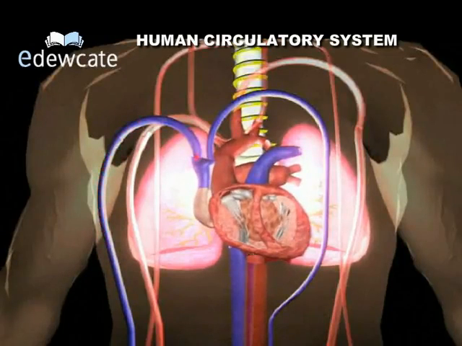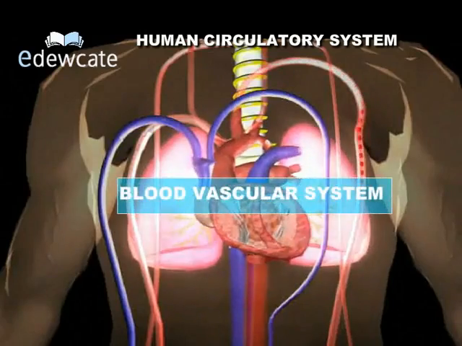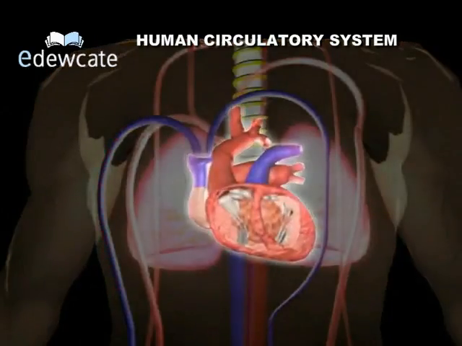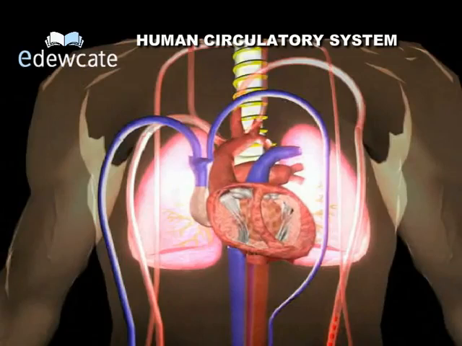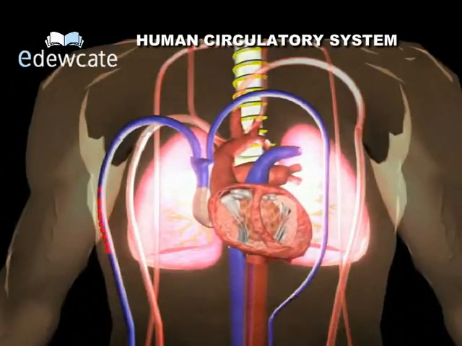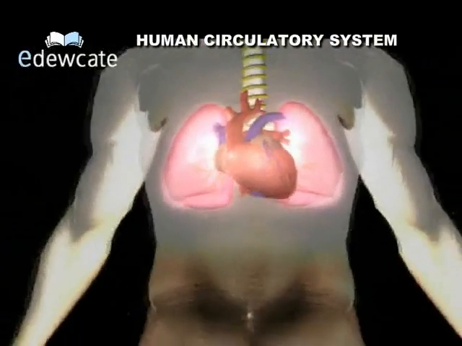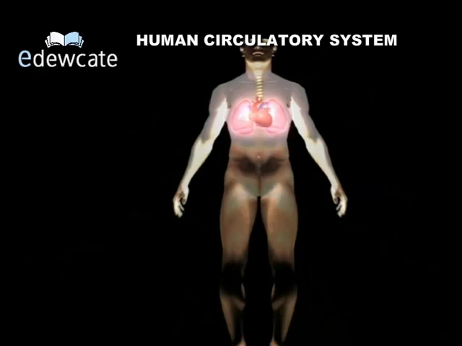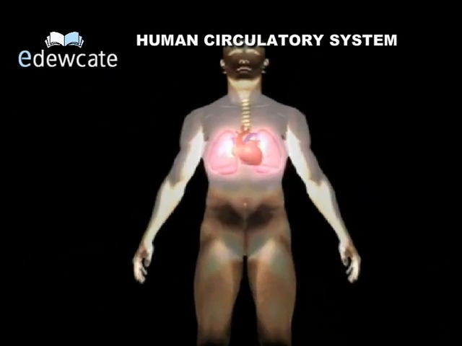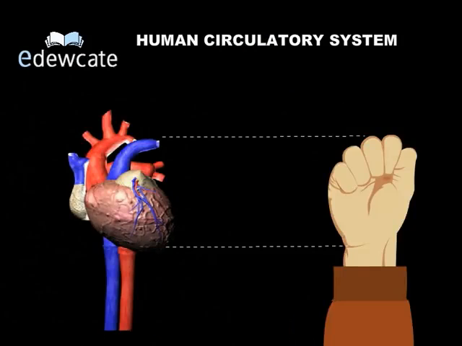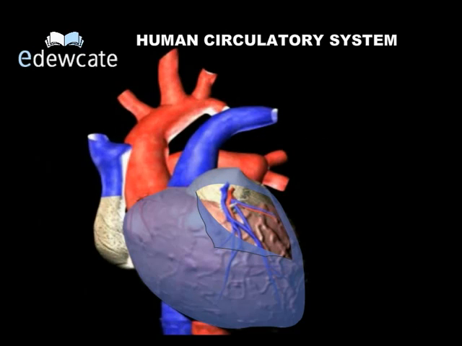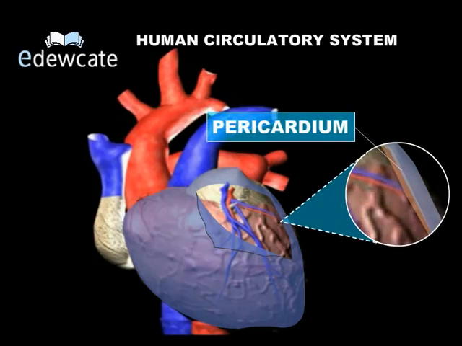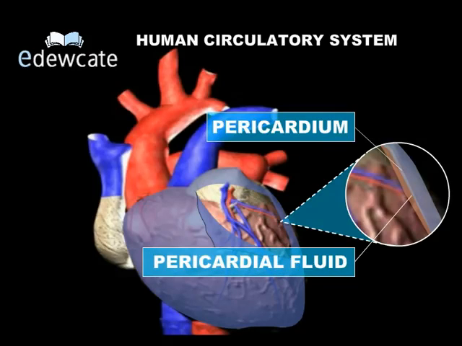Human circulatory system, also called blood vascular system, consists of a muscular chambered heart, a network of closed branching blood vessels and blood, the fluid which is circulated. Heart, the mesodermally derived organ, is situated in the thoracic cavity, in between the two lungs, slightly tilted to the left. It has the size of a clenched fist. It is protected by a double-walled membranous bag, pericardium, enclosing the pericardial fluid.